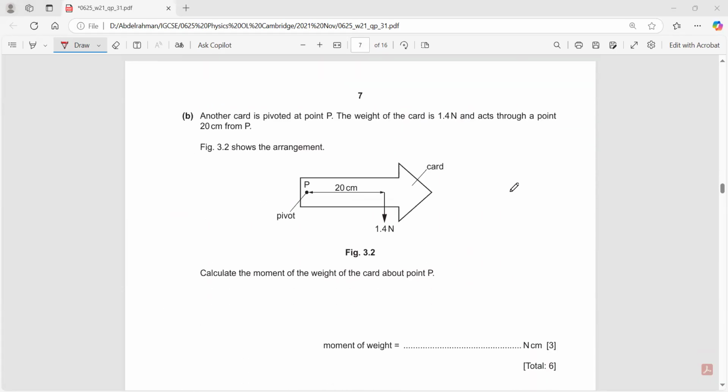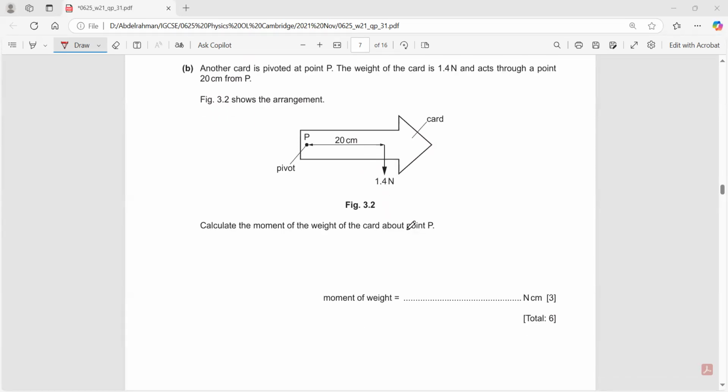Another card is pivoted from P, and a force of 1.4 acts at a distance of 20 centimeters from P. Can I find the moment? Okay, that's easy. Moment equals force times perpendicular distance, which is 1.4 times 20. 1.4 times 20 is 28 newton centimeters.